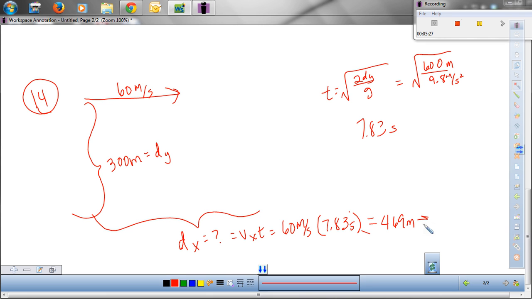So it's downfield, or downwind, or down, whatever you want to call it, 469 meters, and it's still 300 meters above the ground. I'm sorry, that's not true. I lied to you. It fell down 300 meters. All right, so I think I'm going to stop with that.